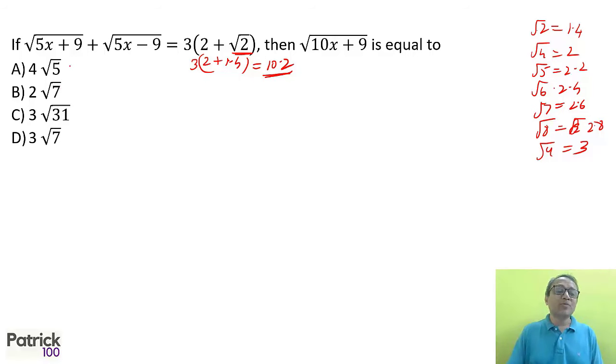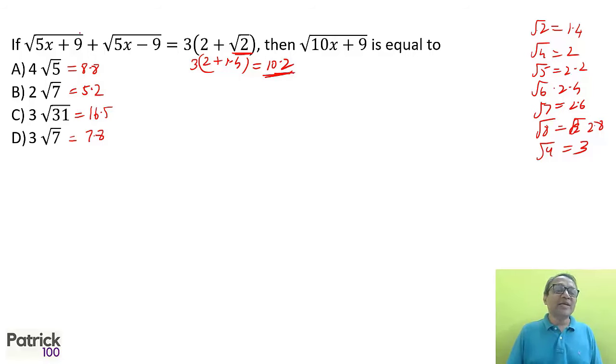I'm also looking at the options. My options are: 2.2 into 4 is 8.8; root 7 is 2.6 into 2, which is 5.2; root 31 is between root 25 and root 36, almost 5.5, and 5.5 into 3 becomes 16.5; root 7 is 2.6 into 3 becomes 7.8. So I have 4 options. The minimum difference is 1, so I can approximate a little bit. If the values are very close, then you can't approximate. Here the difference between 8.8 and 7.8 is 1 minimum, so I can take that.